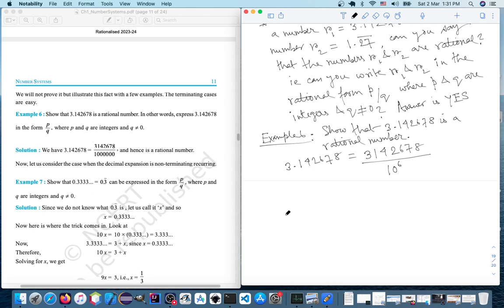Now, example 7: show that the number 0.3 bar is a rational number, which also means we have to show that this number can be written in the form p by q.